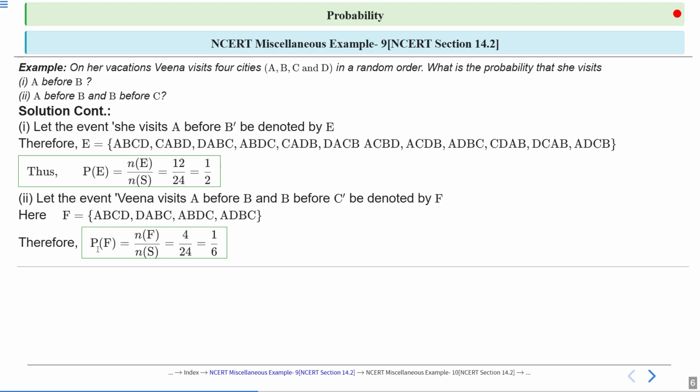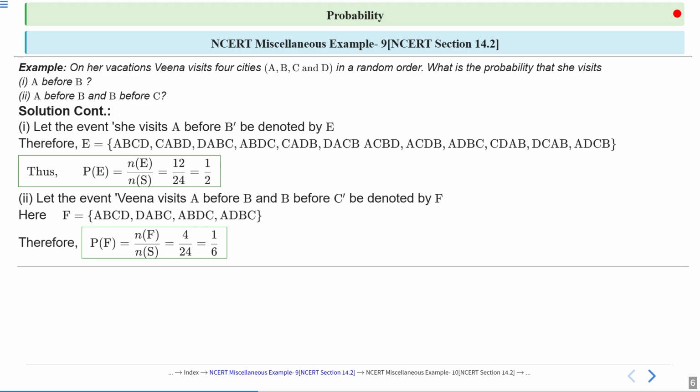Now we will use the definition of probability. The probability of F is equal to the number of elements in event F divided by the number of elements in sample space S. Here you can see the number of elements in the event F is 4, and the number of elements in sample space S is 24. So you will get probability of A equal to 4 over 24, which is 1 by 6. Clear? So the probability that Veena visits A before B and B before C is 1 by 6.